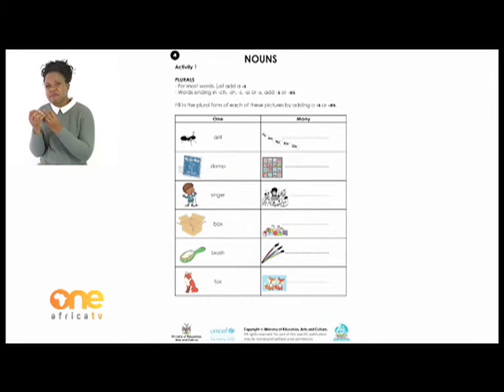The ants, the plural of ant, Chanel? Yes, it's ants, right? Stamp, singer, box. Remember the rules for nouns ending with X, SH, and CH. Let's turn our books. Let's continue with our activities on page 5.